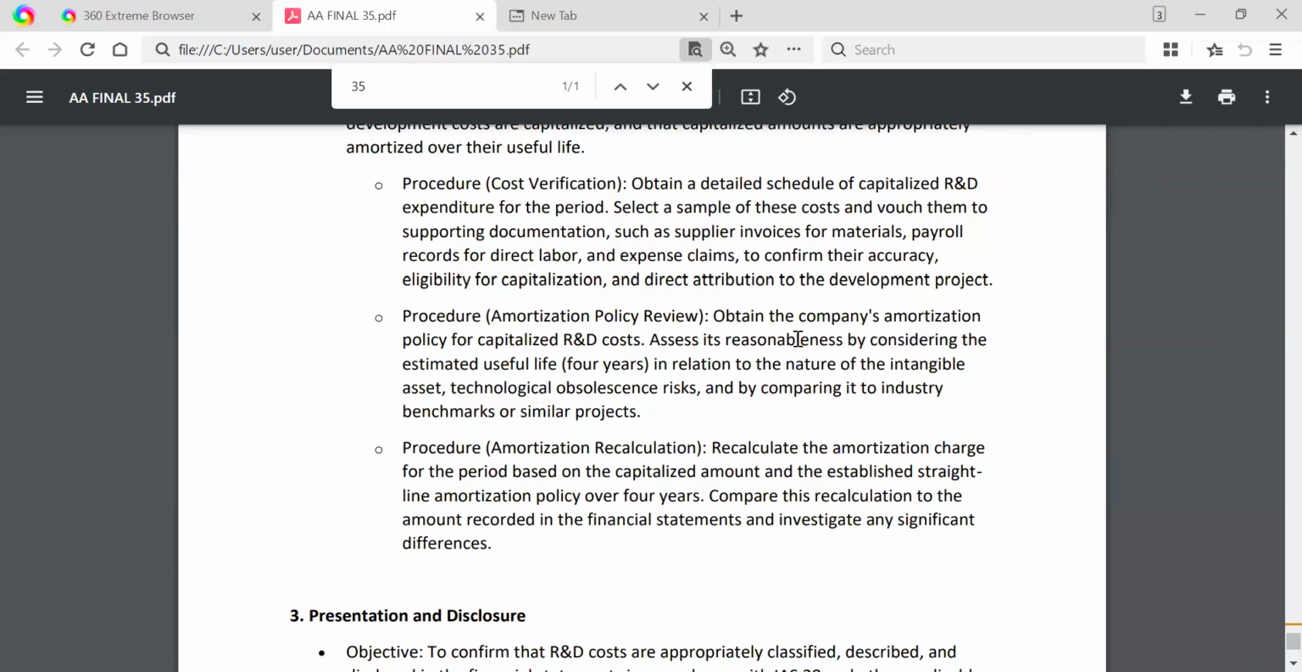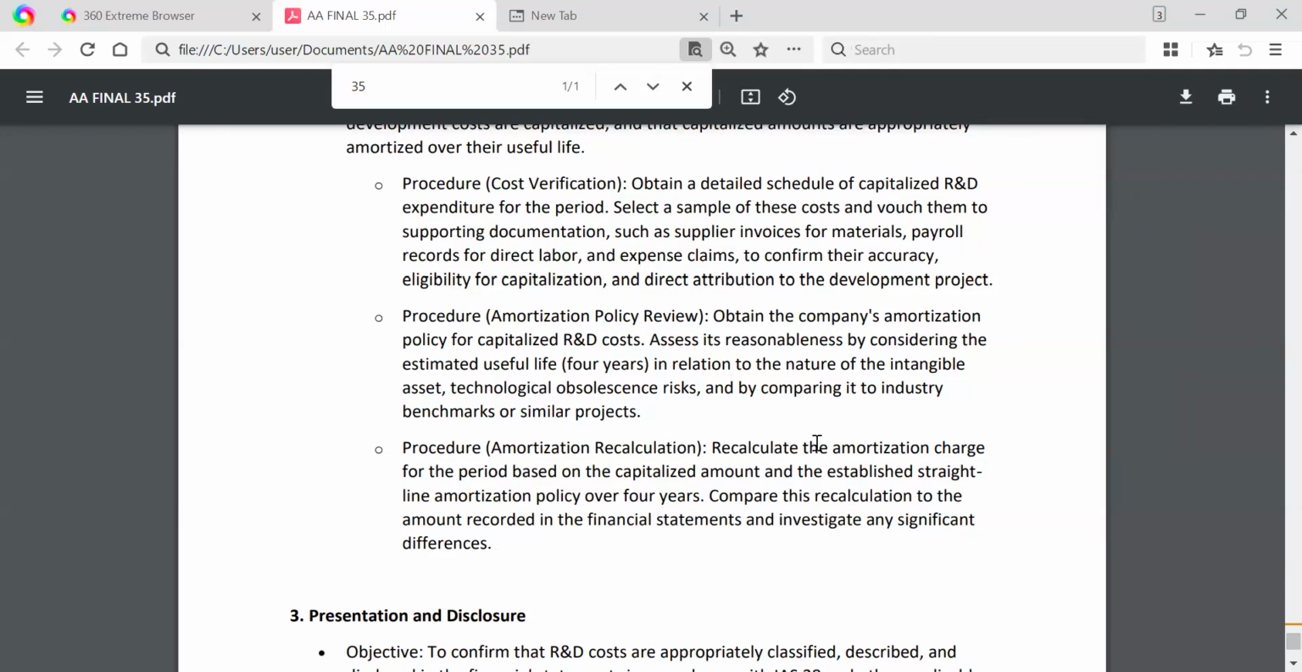So obtain the company's amortization policy for the capitalized R&D. Assess its reasonableness by considering the estimated useful life in years in relation to the nature of the intangible asset, technological obsolescence risks, and by comparing it to industry benchmarks or similar projects. And then amortization recalculation: you must recalculate yourself.